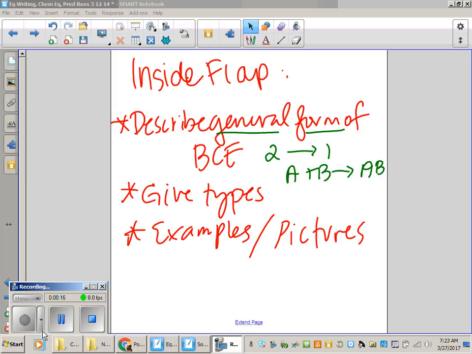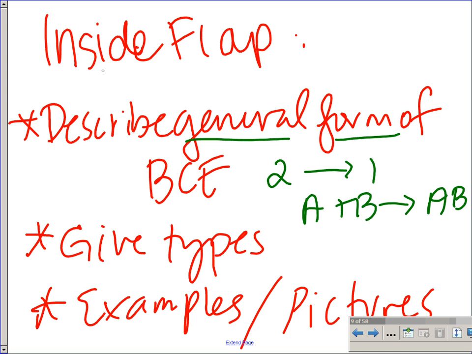Decomposition, how many types were there? There were 4 styles of that decomposition. But really, the general form of a decomposition is what? Say again? Yes, one compound breaking into 2.